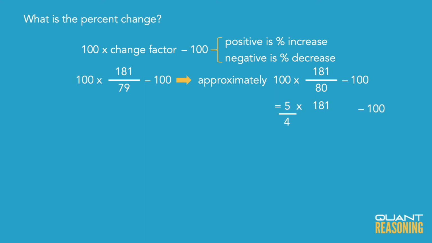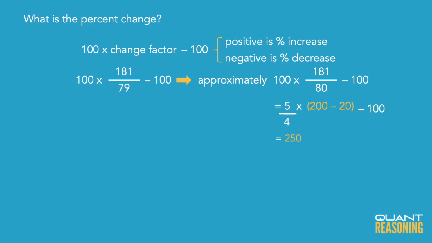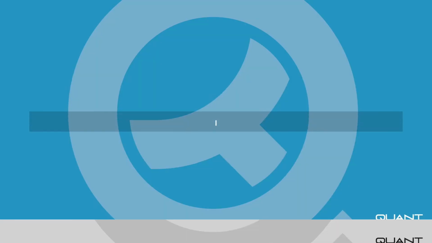So what's 5/4 of 181? Why don't we just compute 5/4 of 200 minus 5/4 of 20? Again, we're approximating. So 5/4 of 200, that's 250. 5/4 of 20, that's 25. What's 250 minus 25? That's 225. Subtract that 100 in the end, and you get the correct answer, which again is 125%.